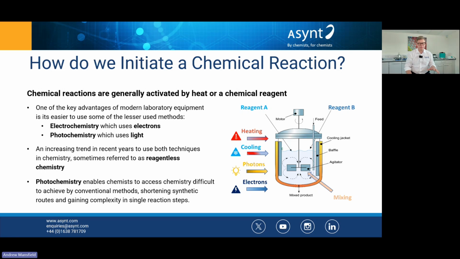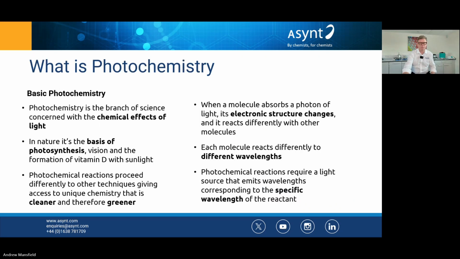So we're going to focus on photochemistry, and this really enables us as chemists to activate some really challenging methods by conventional means. We can create some really complex molecules in a reduced number of steps, so we can reduce that synthetic route, including all of those workups and isolations, and get some really complex molecules.